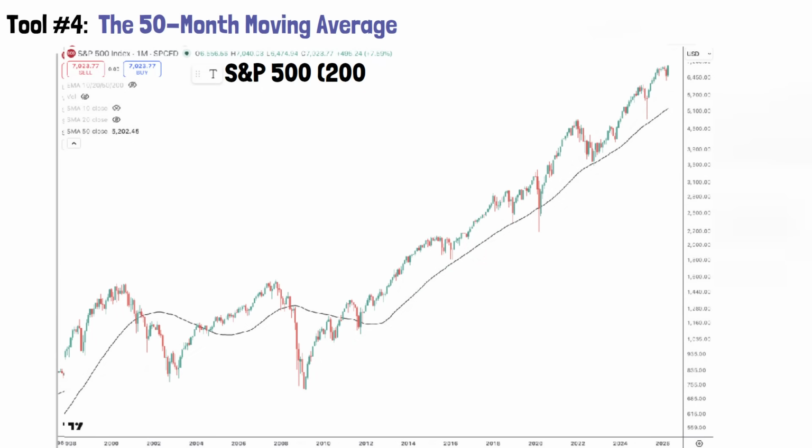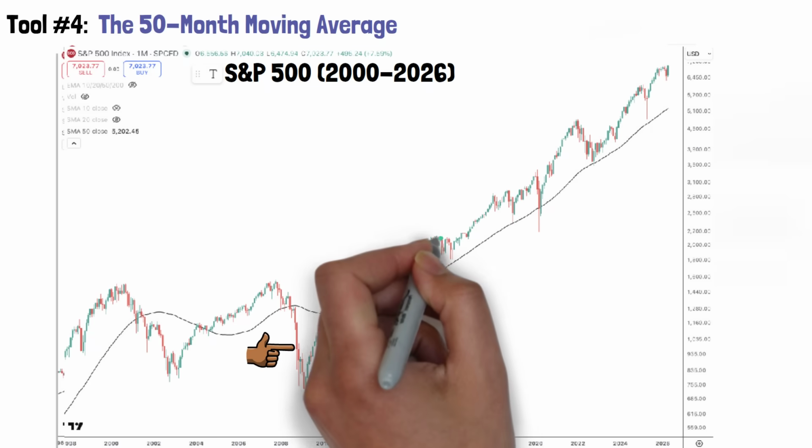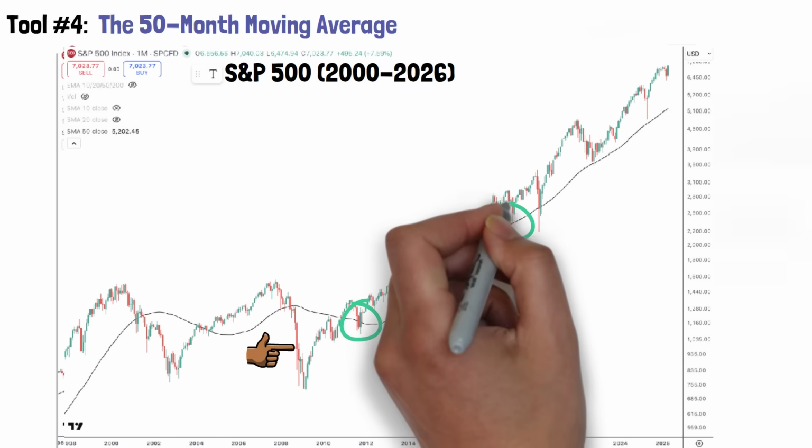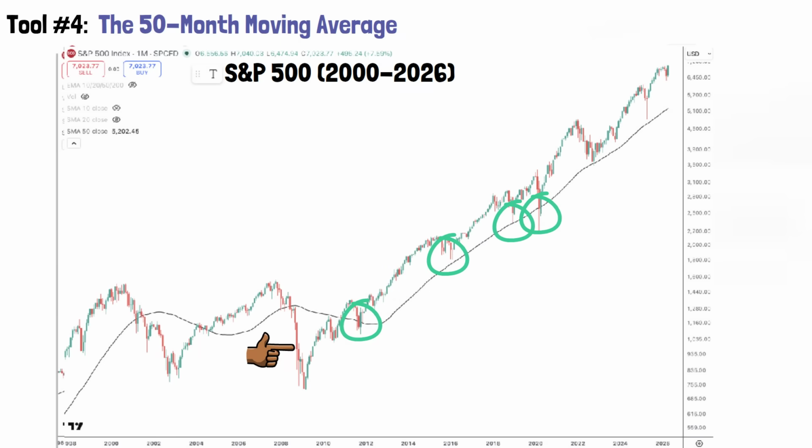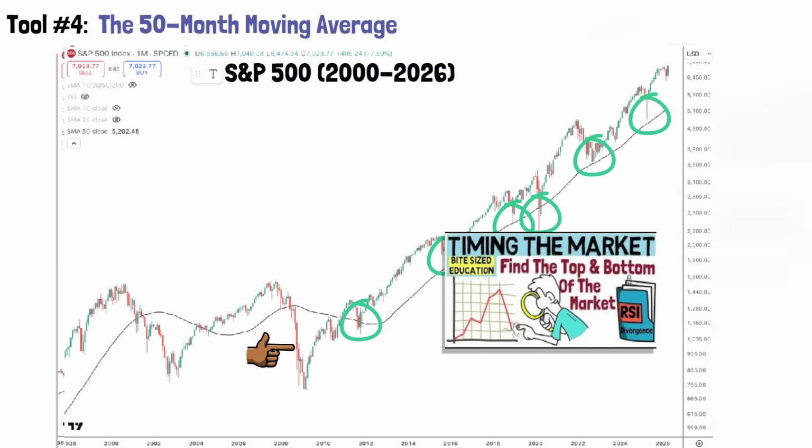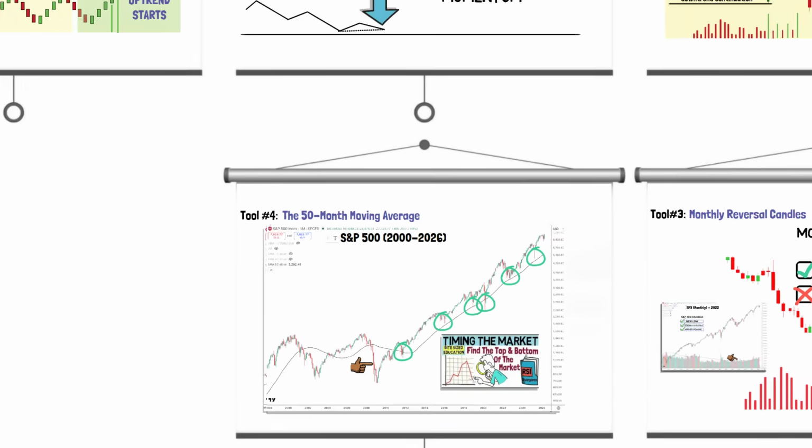During the dot-com and financial crisis bear markets, it was undercut and remained below for extended periods. From then until now, this indicator has served as potent support. The most recent example was the 2021 to 2022 correction, which we analyzed in this video when it was happening.